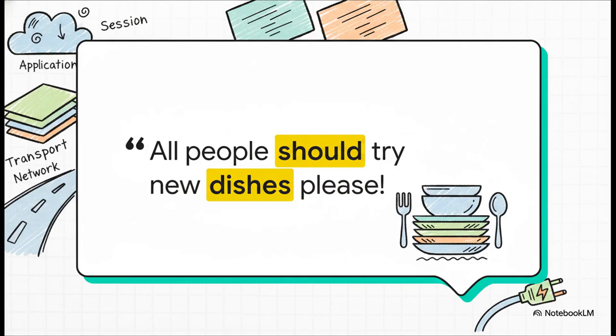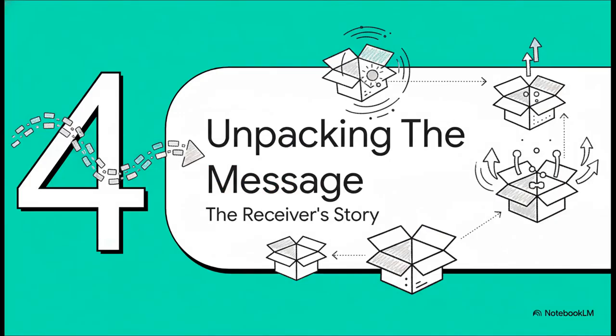I know. That is a lot to remember, right? Well, lucky for us, network engineers have a handy little mnemonic to keep the 7 layers straight, starting from the top. It's "All People Should Try New Dishes, Please." That stands for application, presentation, session, transport, network, data link, and physical. Pretty clever.